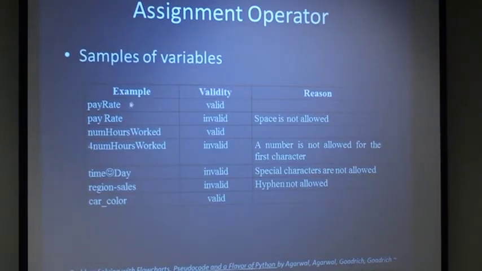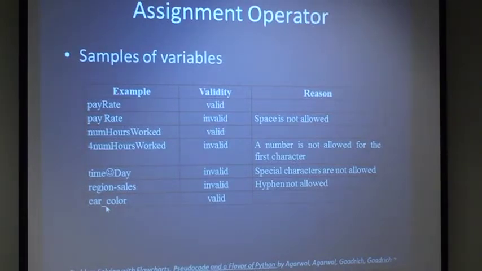So these are some examples. Pay rate is fine. It's called the camel notation, as a reminder. This is invalid because of the space over here. This is valid for a variable or an identifier. It's also called an identifier. This is not valid because of the number. Special characters not allowed. Because if we did, then how about a plus or a slash or a minus? That will cause confusion, right? This is not allowed because this dash can be confused with a minus.